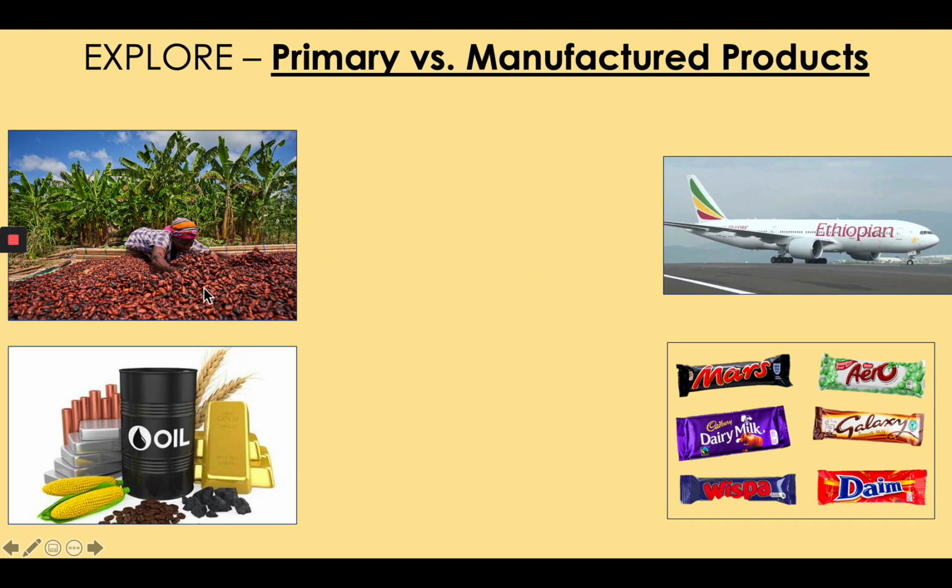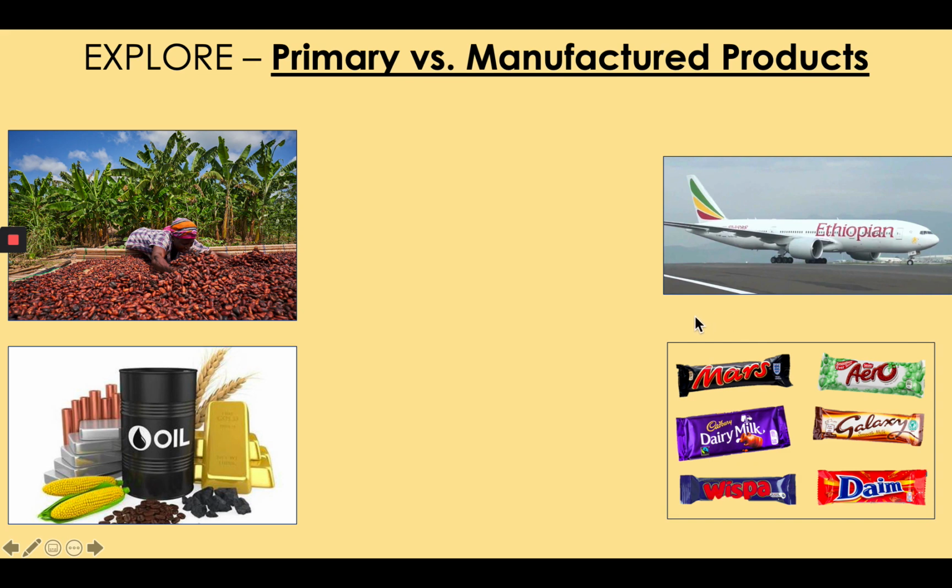So, LICs stay poor because they sell primary products which are cheap and they buy manufactured products which are expensive. HICs also get rich because they manufacture and sell expensive products and they also turn the primary products from the LICs into manufactured products, which also makes them more valuable.